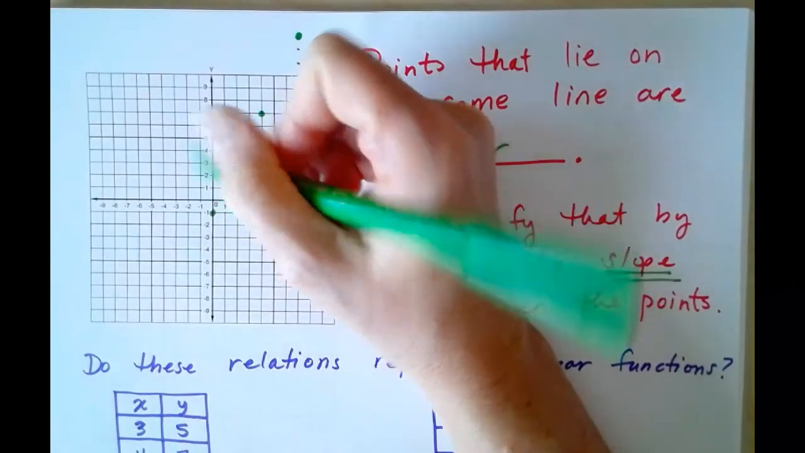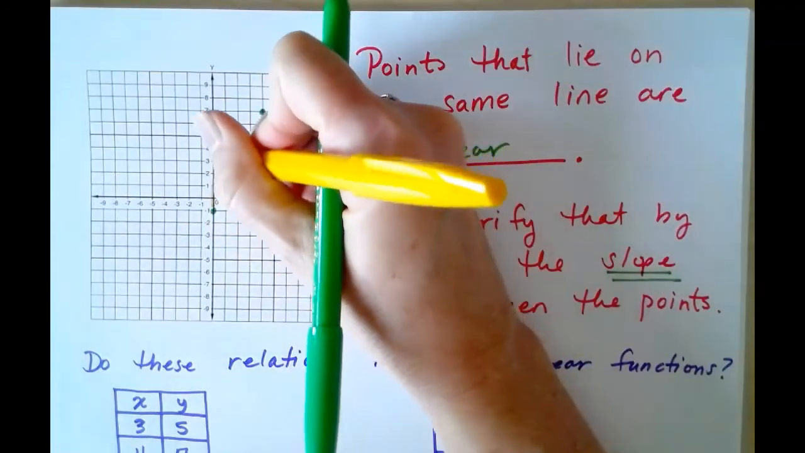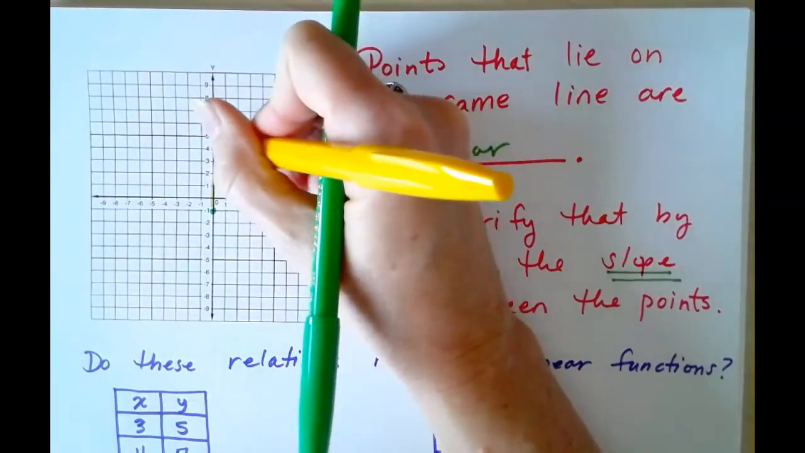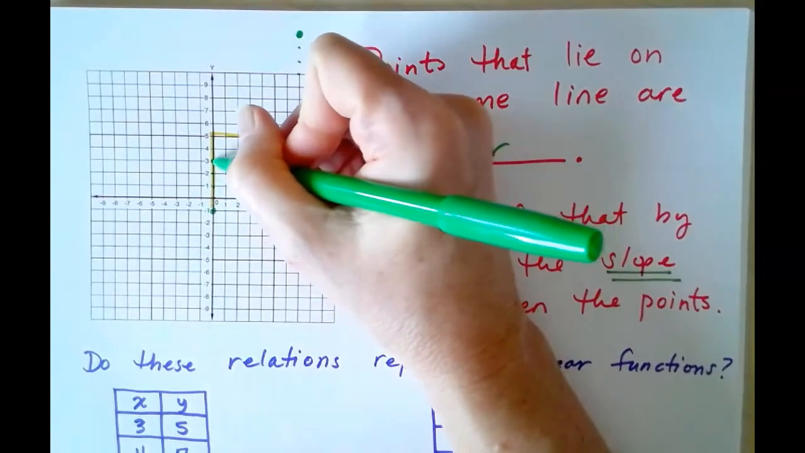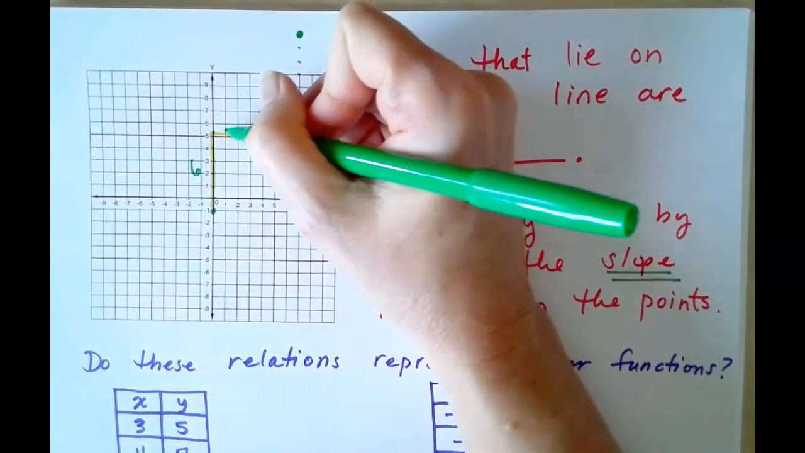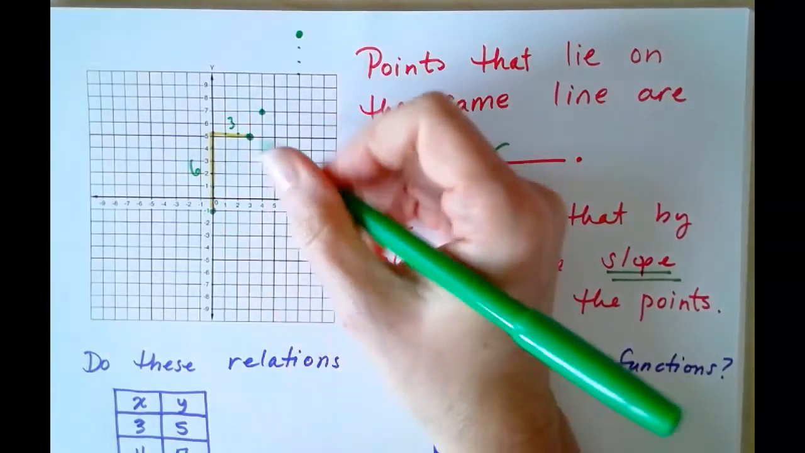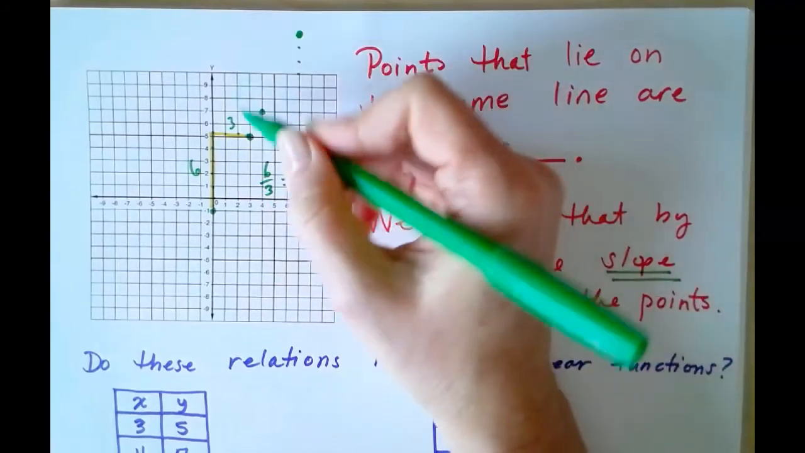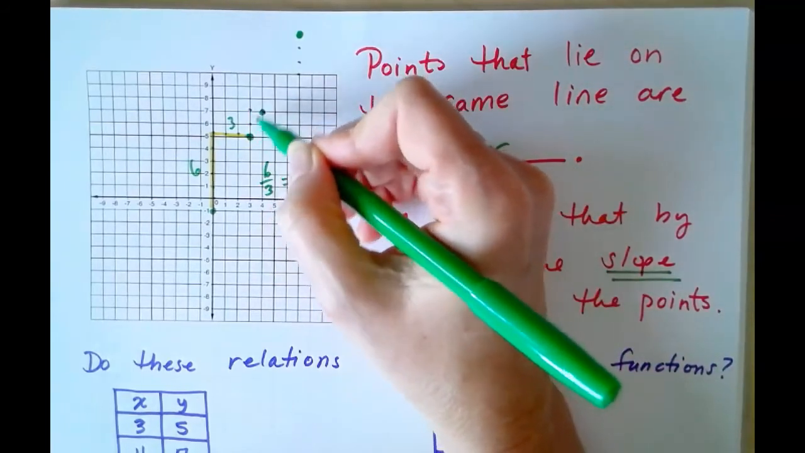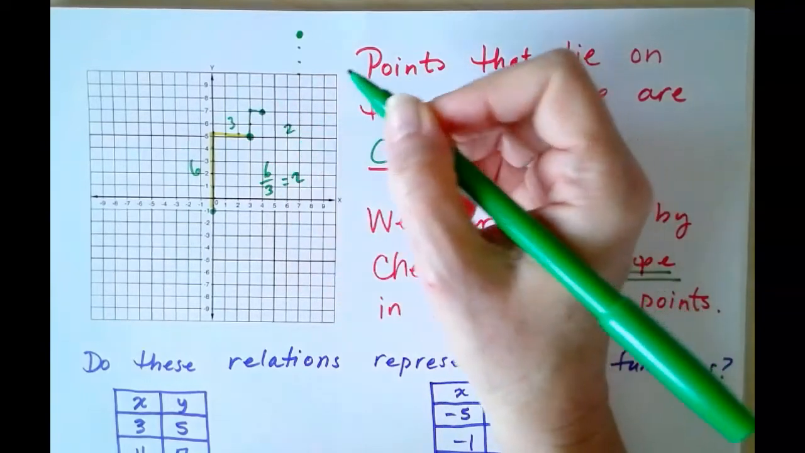So let's check right here. Let's check the rise and the run between these 2 points. So here's the rise and here's the run. So our rise, 1, 2, 3, 4, 5, 6. Our run, 1, 2, 3. So between these 2 points, we have a slope of 6 over 3. That's equal to 2. Let's check. 1, 2 over 1. All right, up 2 over 1. These 2 points have a slope of 2.